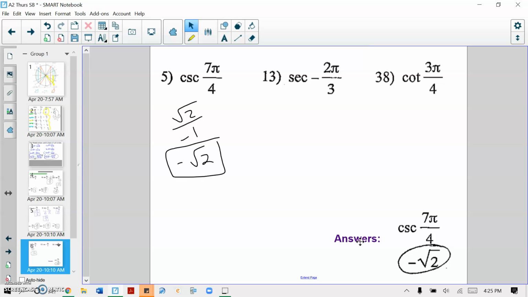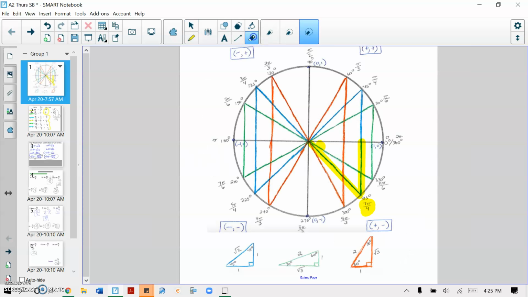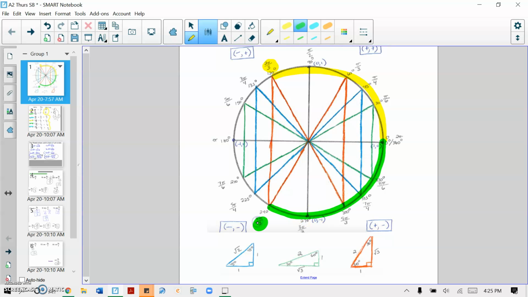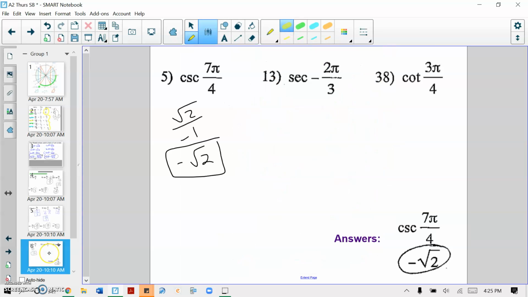Let's look at secant of negative 2 pi over 3. All right, so I'm going to erase all this stuff here. Okay, negative 2 pi over 3. Well, 2 pi over 3 is right here if you were to go the positive direction. So we want to go the negative direction and end in that same position. So we're actually looking at 4 pi over 3, basically. And we were looking at secant of negative 2 pi over 3.